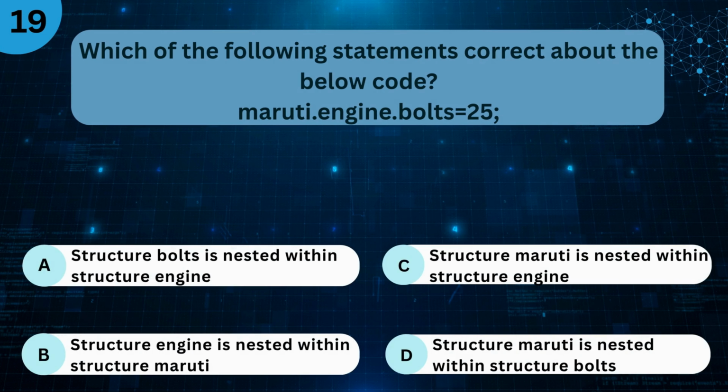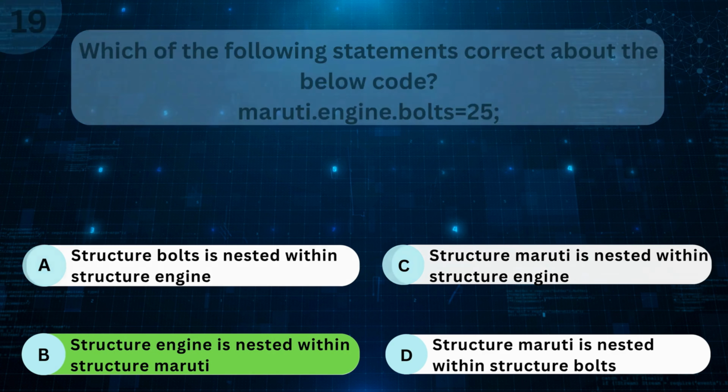Which of the following statements is correct? Maruti.engine.bols equals 25. A. Structure bols is nested within structure engine. B. Structure engine is nested within structure Maruti. C. Structure Maruti is nested within structure engine. D. Structure Maruti is nested within structure bols. The right answer is B. Structure engine is nested within structure Maruti.